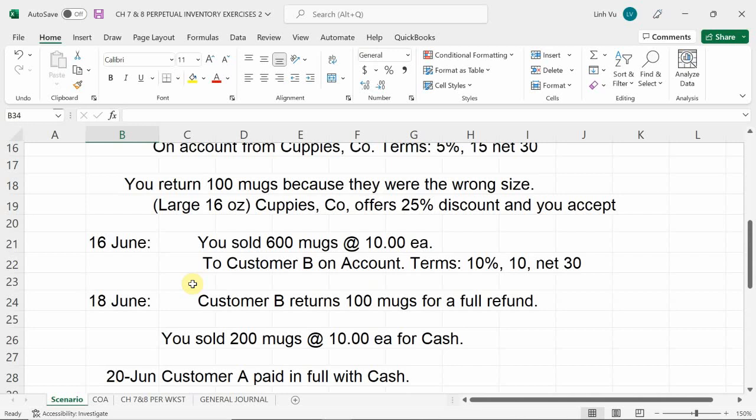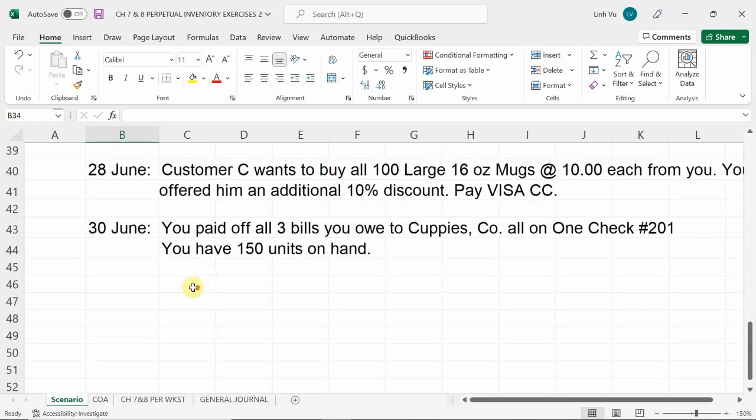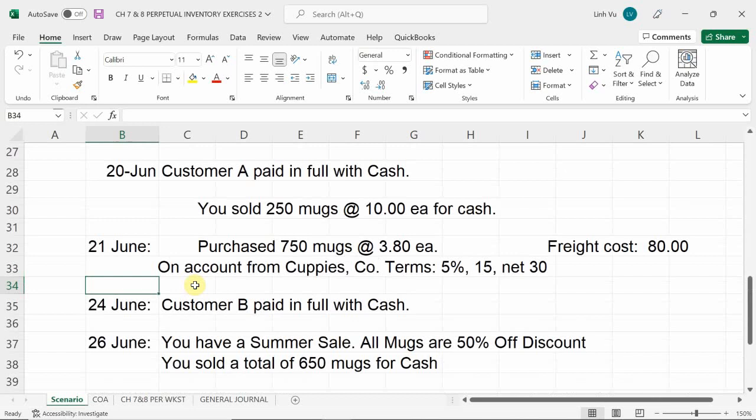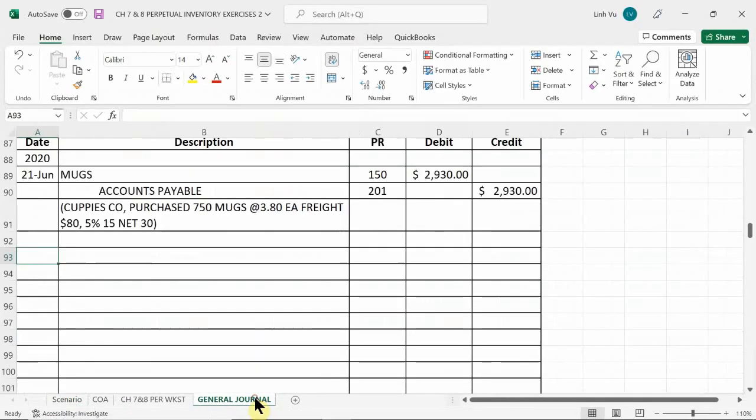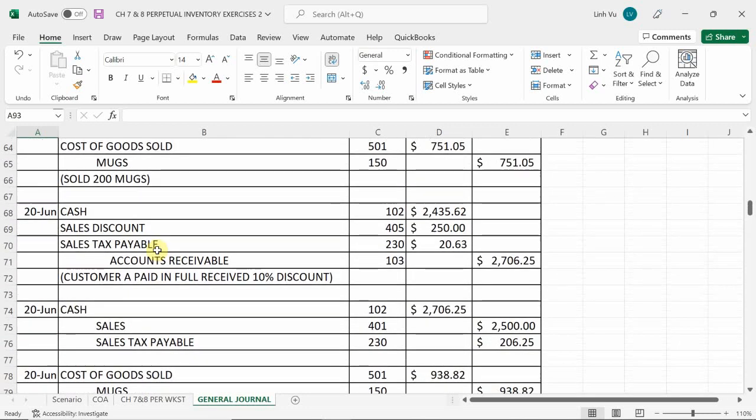Now, we sold to them on the 16th of June and offered a discount opportunity for 10 days. So 10 days from now is going to be the 26th of June. Did customer B make the discount? They're paying on the 24th, so yes, they did make the discount, which means I still have to give them their discount.